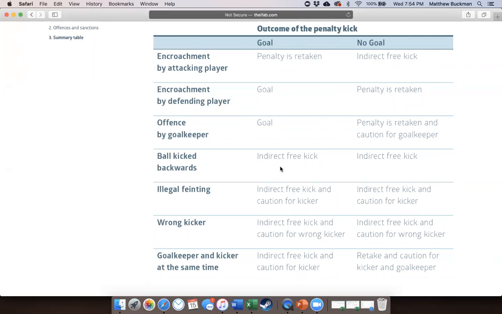Any other questions about this summary of offenses and sanctions?